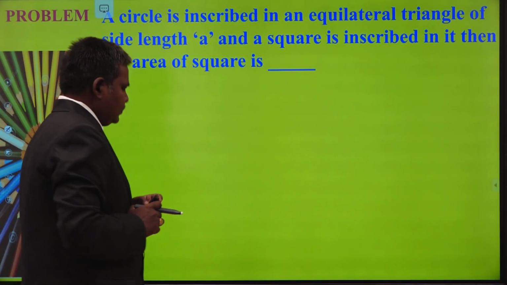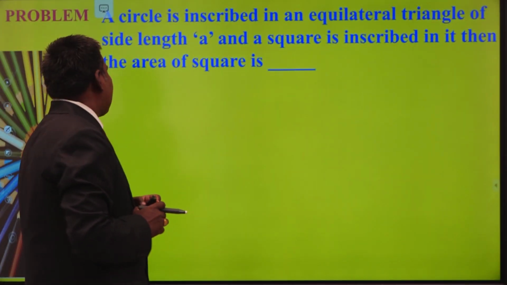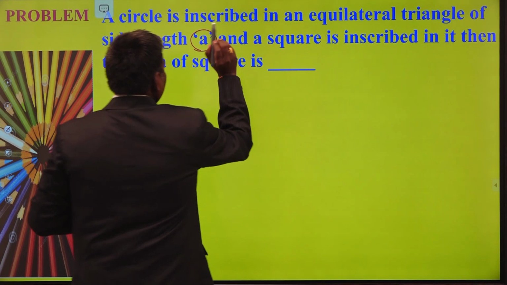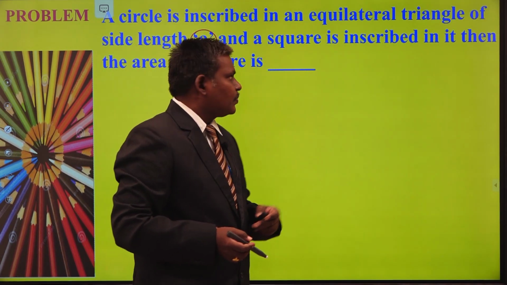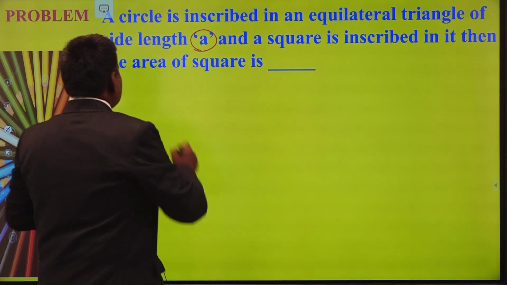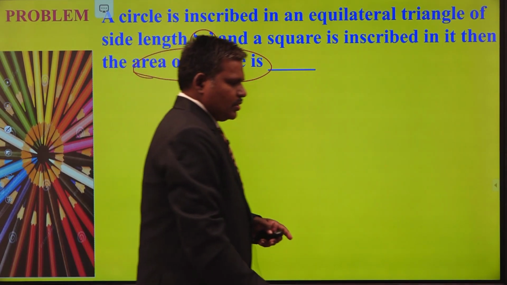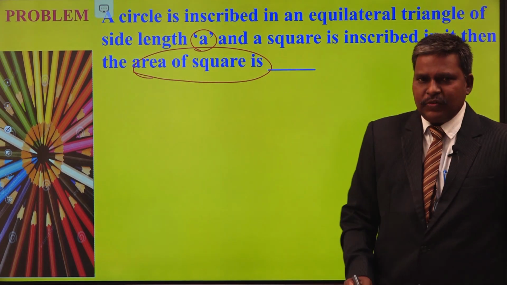Now let us see the problem related to this one. A circle is inscribed in an equilateral triangle of side length A units, and a square is inscribed in it. Then what are they asking? They are asking the area of the square. That is your question. Read the question once again.